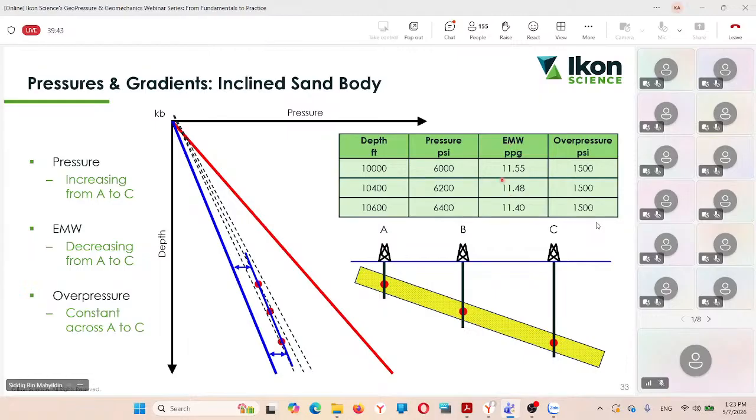The key reason is that although the pressure is increasing, it's not increasing as fast as the depth, because all these three points are within the same connected sand body. So the overpressure stays constant across A to C, but the equivalent mud weight is different. You can see over here we have a straight line of the overpressure, and if we compare it with the hydrostatic, it stays constant throughout. That is suggesting that the pressure regime is connected to one another. It's just that they are with a decreasing gradient, basically.